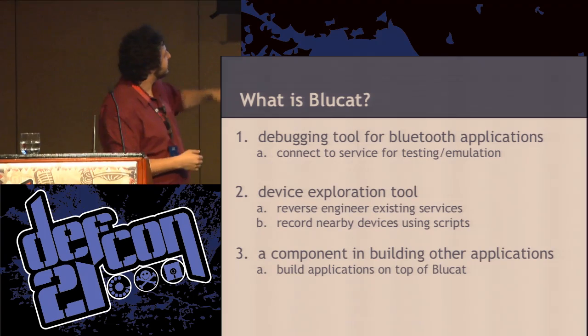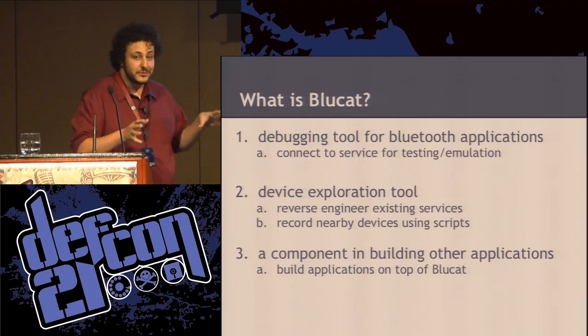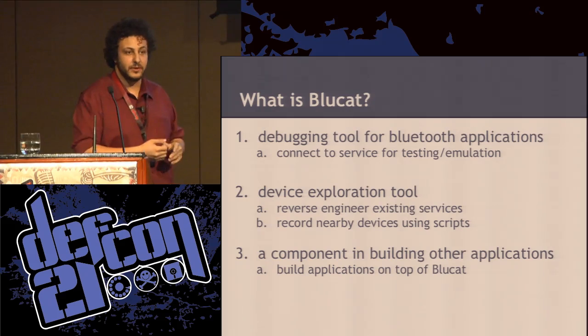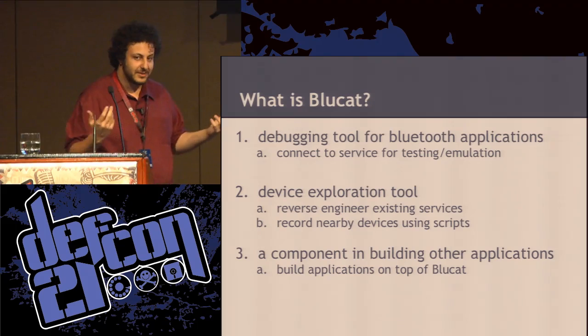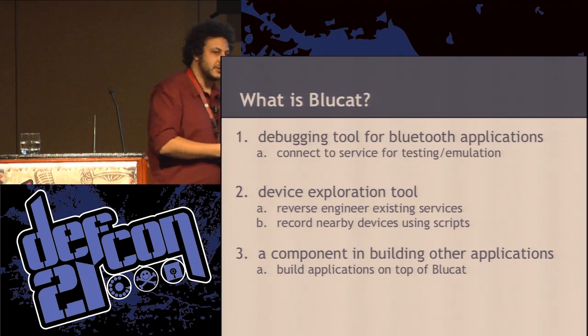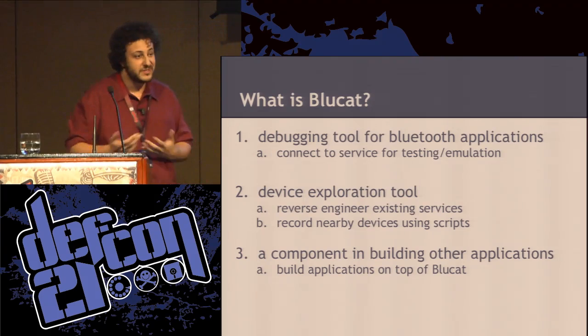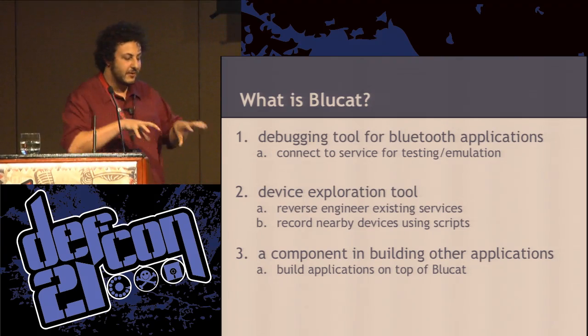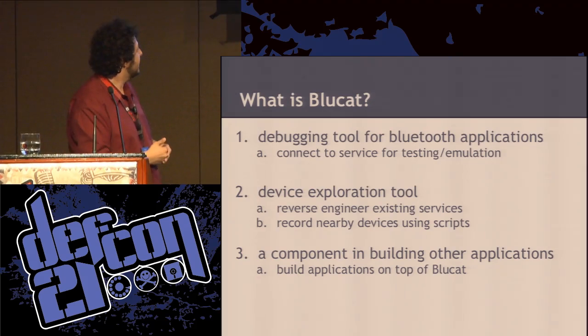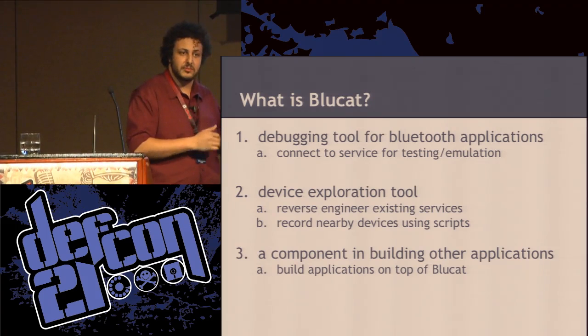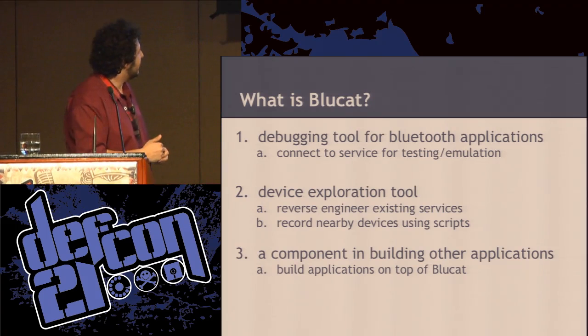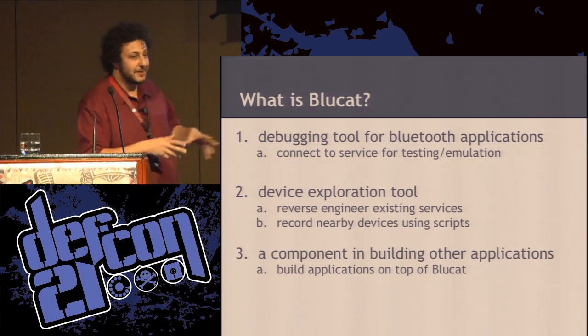You can use it as a device exploration tool. So other people's devices, other people's services that are written. So your phone's services, because there are tons of them, and they vary on different types of phones. You have old phones with insecure services, new phones with more sophisticated services, and varying manufacturers have their own services. So you can look at how those services work and send random data and try to debug the protocol that's there. And then you can record nearby devices using scripts.